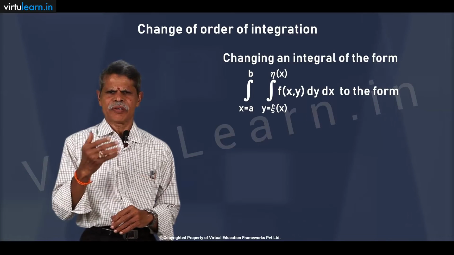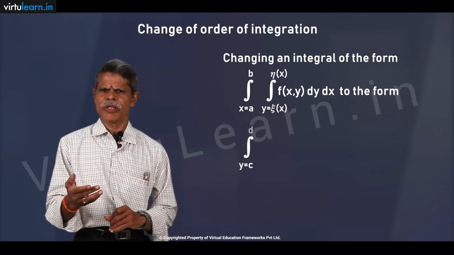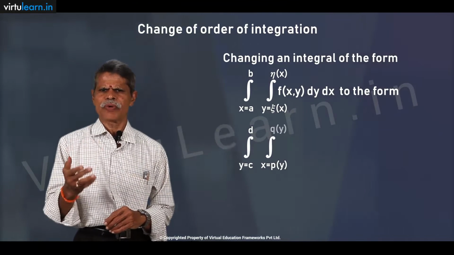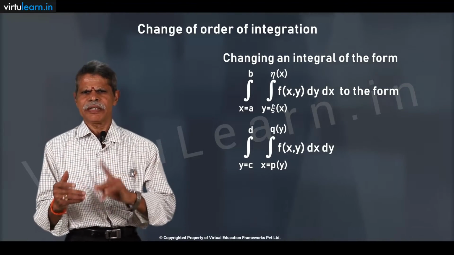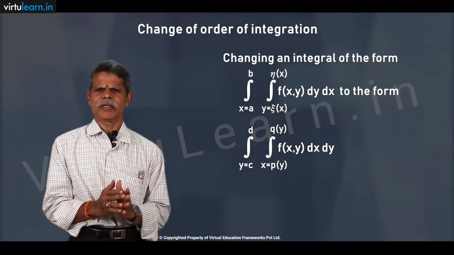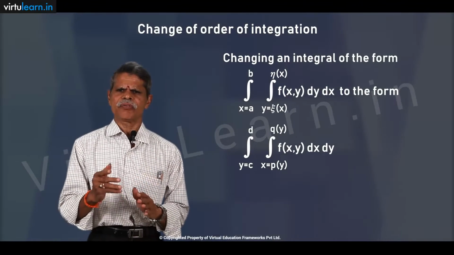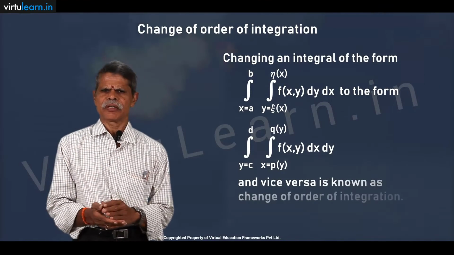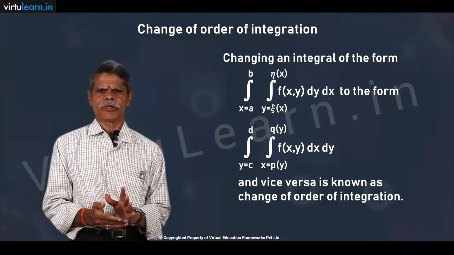Can we convert it into the form integral y is equal to c to d, integral x is equal to p y to q y, f of x y dx dy? That means here x is having variable limits and y is having constant limits. If at all we can change an integral of one form to the other form or vice versa, then it is known as change of order of integration.